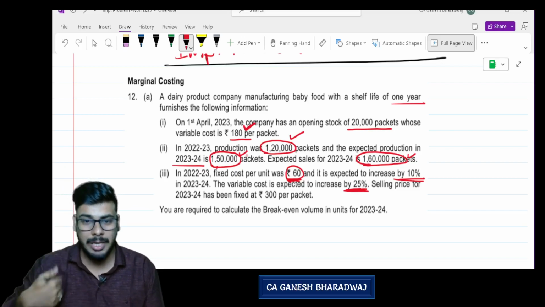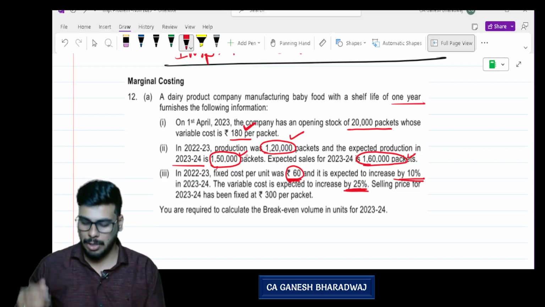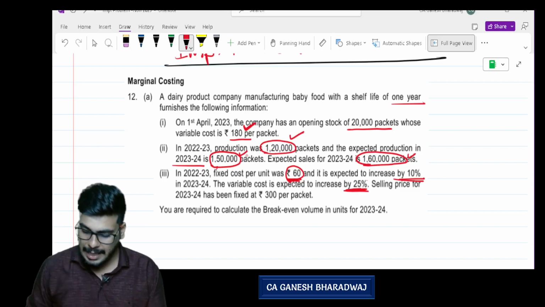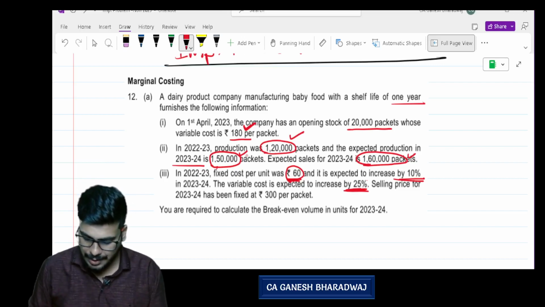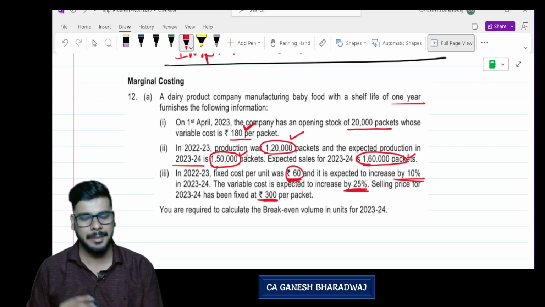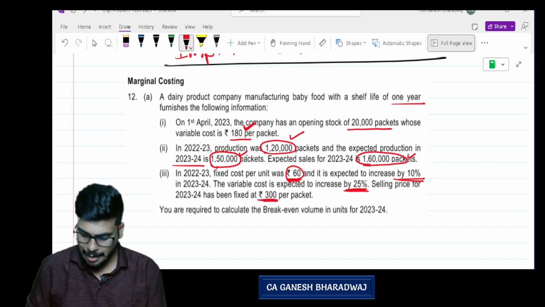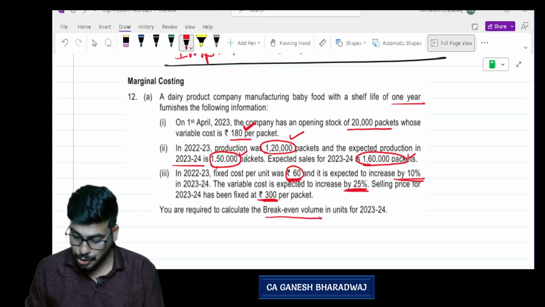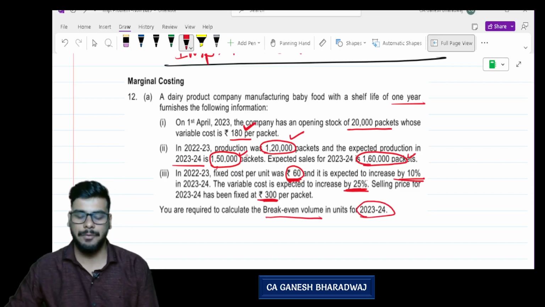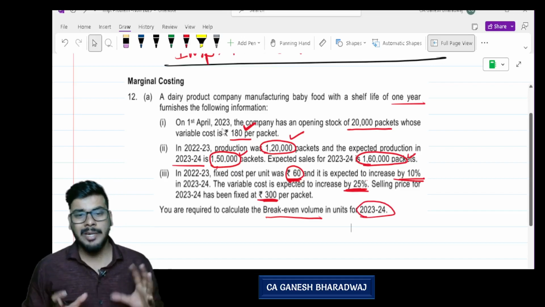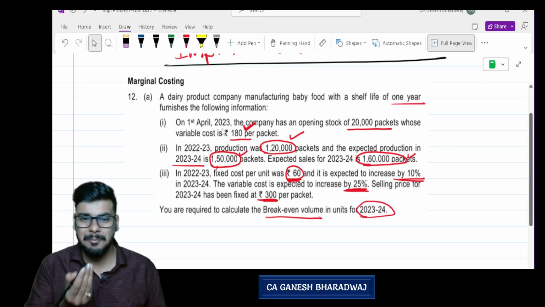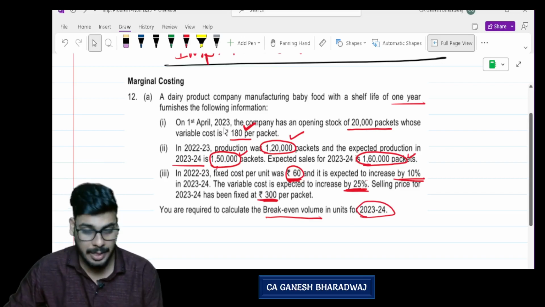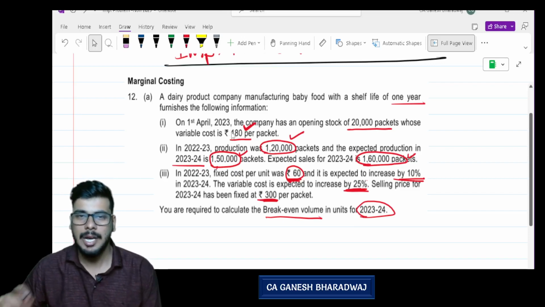So this year's whatever I'm going to manufacture, the variable cost will increase by 25%. Selling price for 23-24 has been fixed at 300 rupees per packet. You are required to calculate the break-even volume in sales, break-even volume in units for the year 23-24. Now, sir, what is the big deal in this question? Simple break-even point calculation only, no sir? Yes, simple break-even point only, but there is one small catch in this question.